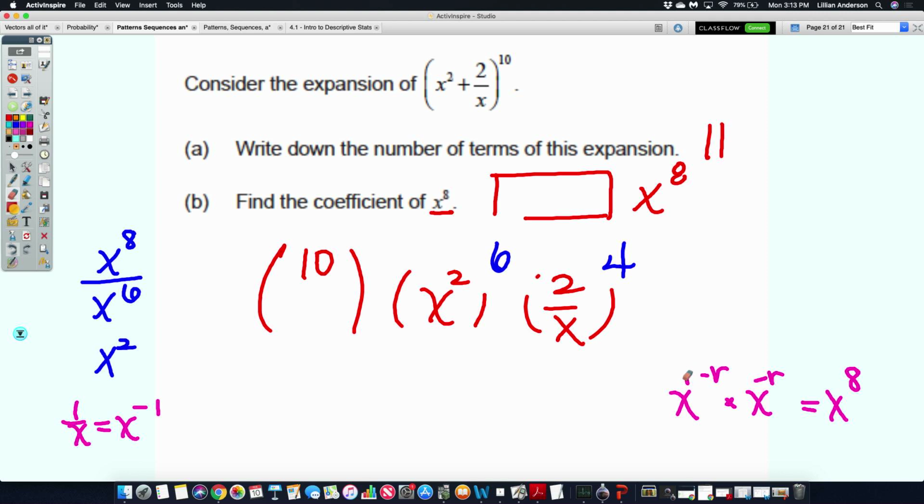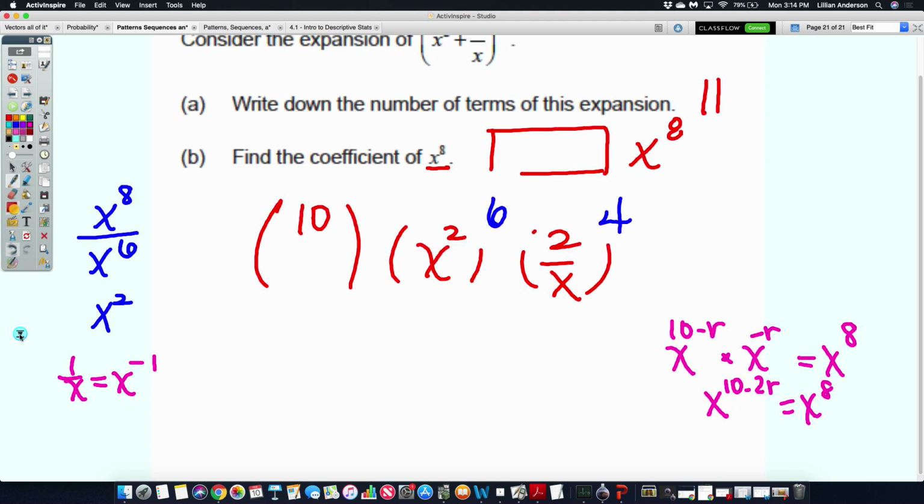What's n in this problem? N is 10. So if I replace n with 10, I have bases that are the same being multiplied together. What do I do to the exponents? You add them. So this becomes x to the 10 minus 2r equals x to the 8th. Since both of these have the same base, I can drop the bases and just set my exponents equal to each other. How do I solve for r? Subtract 10 and divide by 2. And what is that? It's negative 2, so r equals 1.